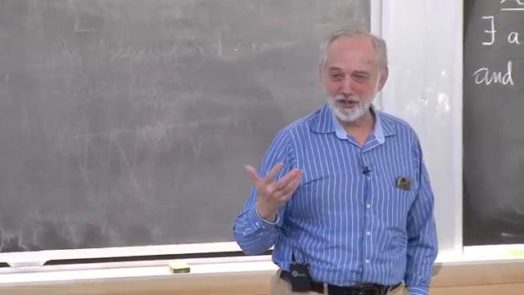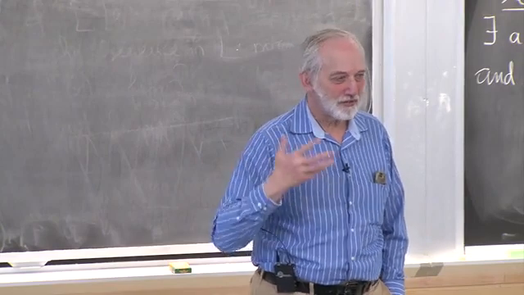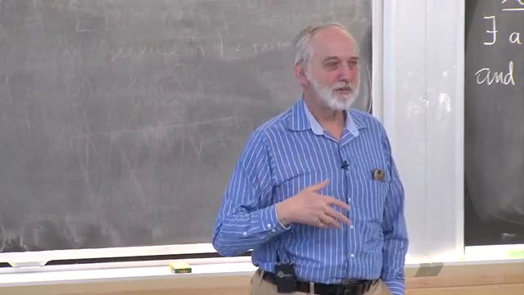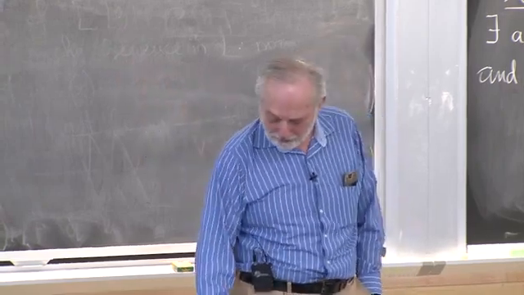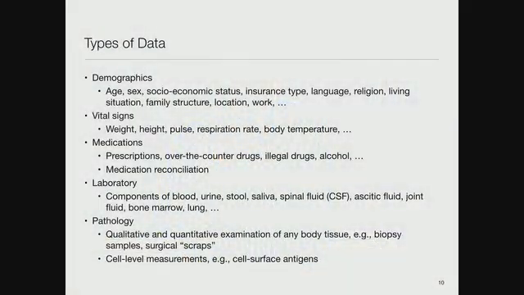because it can really easily fool you. Because there are all kinds of funny things about the way it's collected, about these artifactual things like 300-year-old patients and so on. Okay, so here's a catalog of the types of data that are available to us. So we have typical kind of electronic health record data from hospitals, demographics, age, sex, socioeconomic status, insurance type, language, religion, living situation, family structure, location, work, etc.